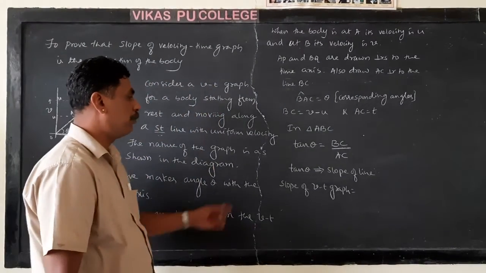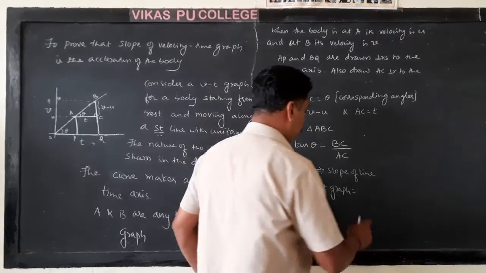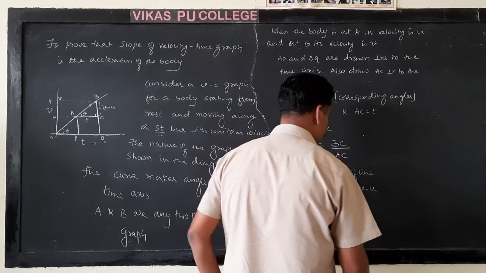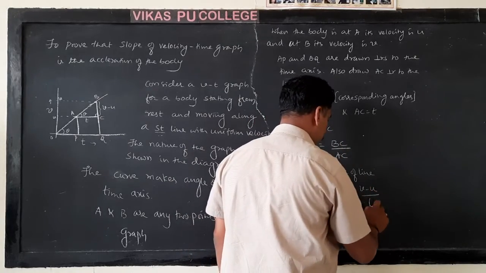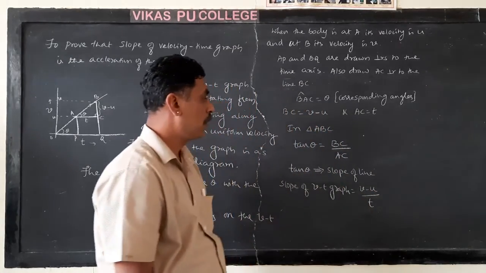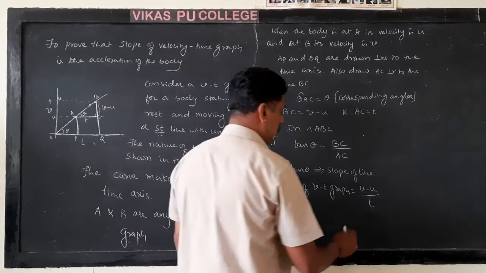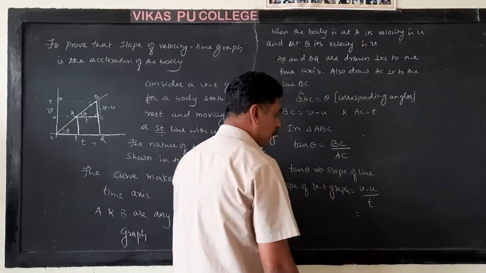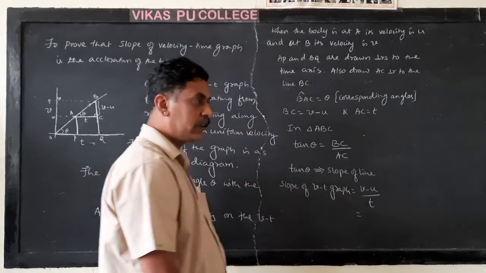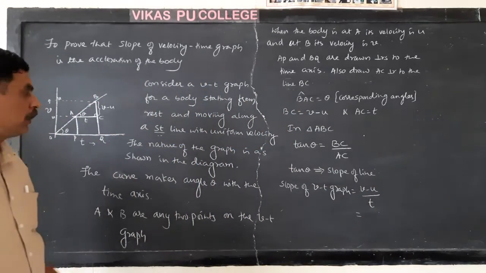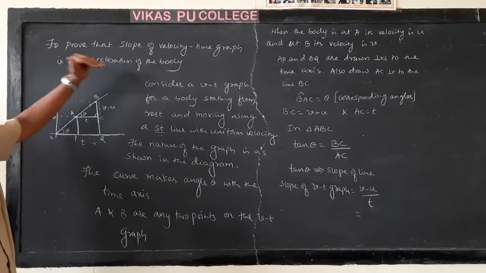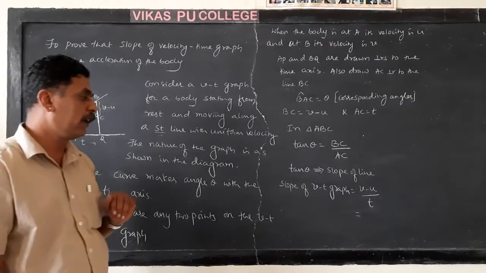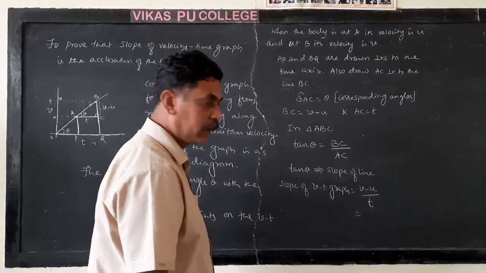BC. I substitute for BC, V minus U, and I substitute for AC, which is T. Which is the changing velocity. V is the velocity at point B. U is the velocity of the body at point A. So V minus U will give you the changing velocity of the body from point A to point B.